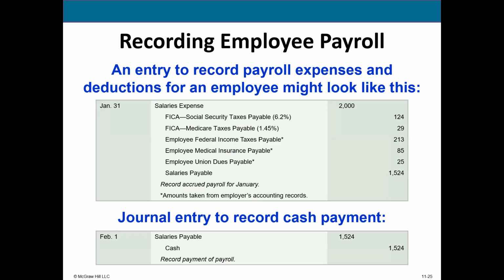So you take that 2,000, you multiply that by the 6.2% to get Social Security, the 2,000 times 1.45% to get Medicare, and then the others are based off of the brackets, but you subtract all of those out from the 2,000, you get to 1,524 bucks. And then when we pay the employee the next day, we debit salaries payable and credit cash. So this is what payroll accountants do. This is pretty much their job.